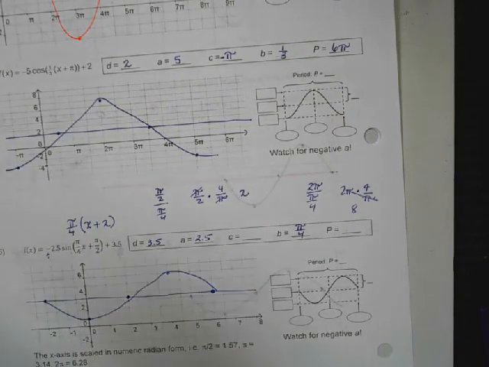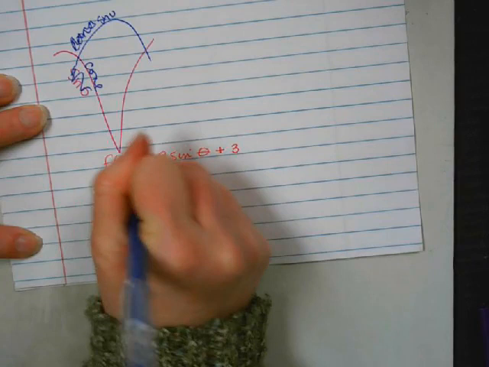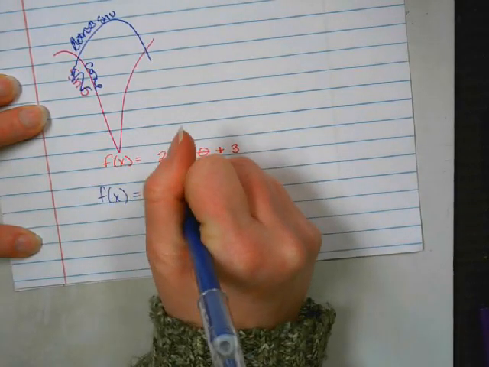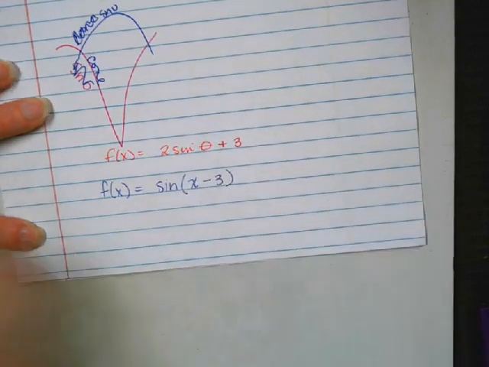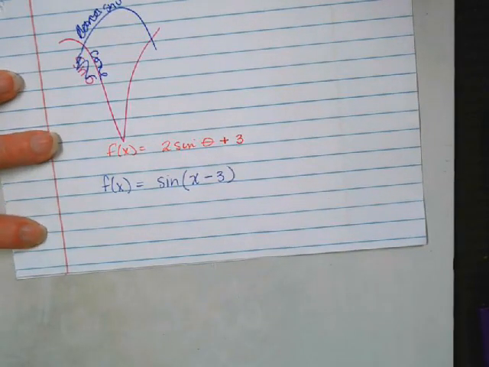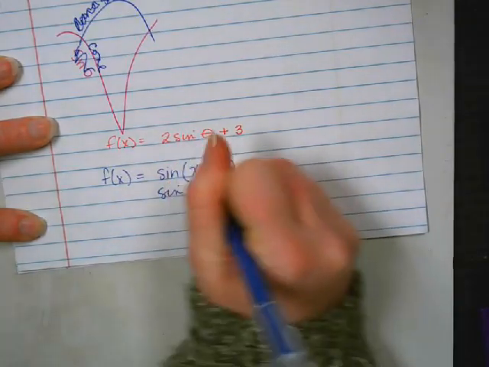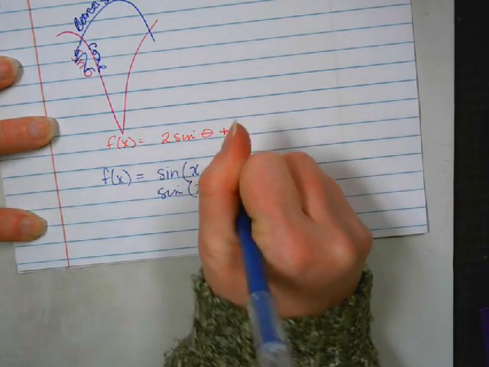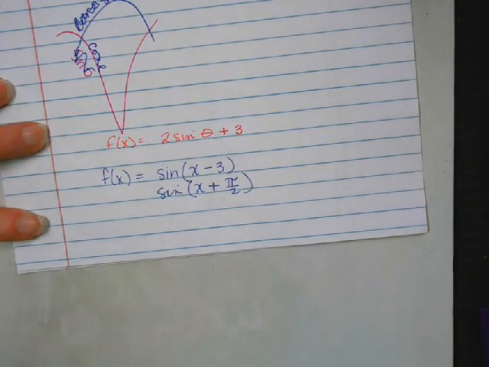Mm-hmm. Kind of? Okay, so if they give you, let's see. What's your phase shift? 3. Yeah. And then what's your phase shift? Oh, negative pi. Negative pi over 2. All right, y'all should be fine on that.